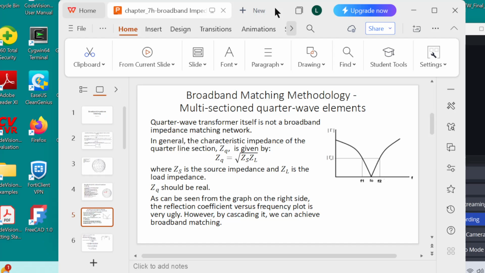Hello everyone, in this video I'm going to discuss broadband matching by multi-section quarter wave transformer. The method that we eventually use will be binomial matching network.